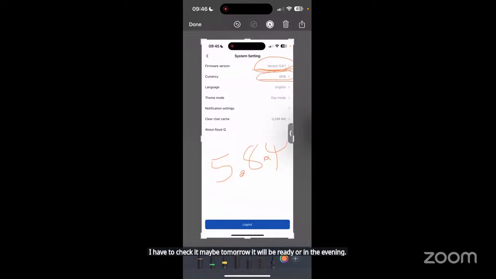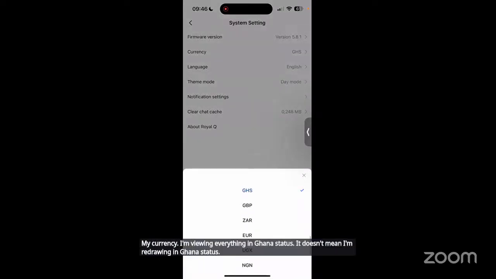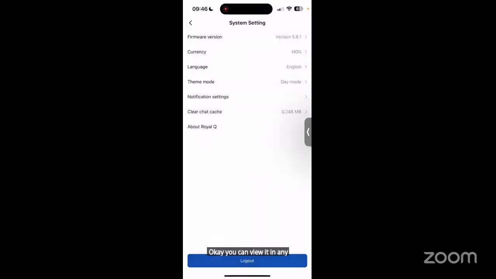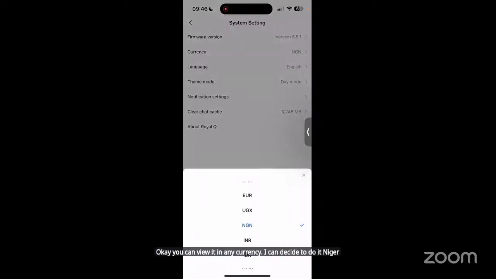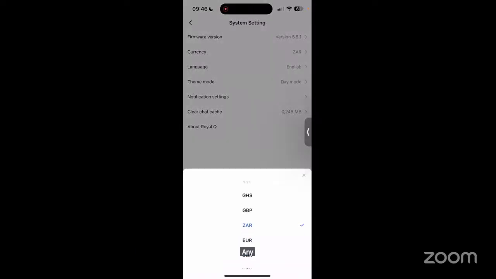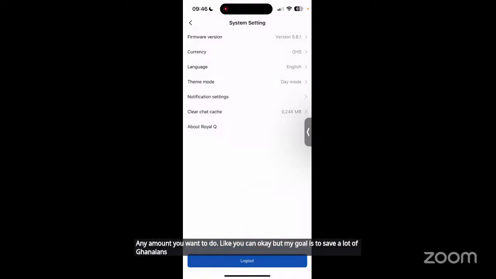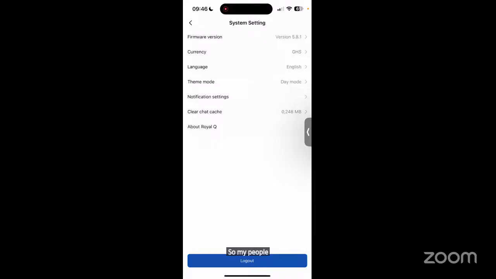My currency, I'm viewing everything in Ghana cedis. It doesn't mean I'm withdrawing in Ghana cedis. Okay, you can view it in any currency. I can decide to do Nigerian naira. I can decide to do Ugandan shilling. Any amount you want to do, you can. Okay, but my goal is to save a lot of Ghanaians. That is why I view mine in Ghana cedis, so my people will understand how much it is.